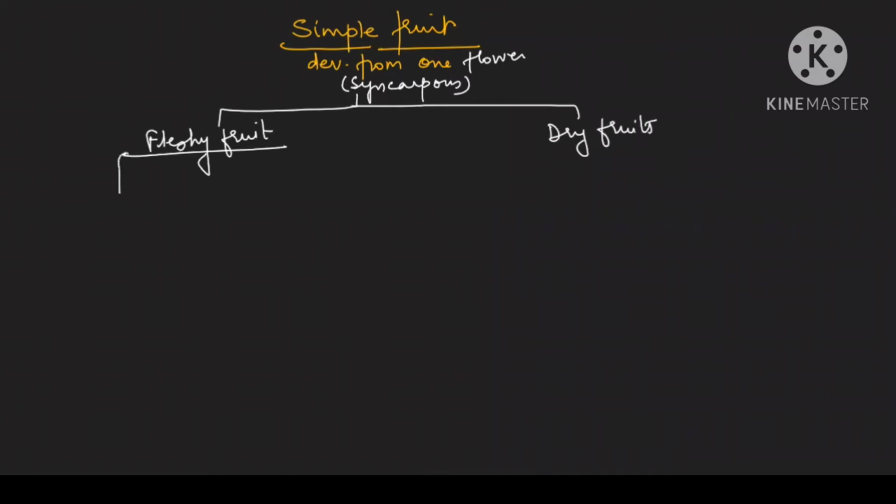The fleshy fruit will again be of different types: drupe, berry, pepo, pome, hesperidium, and balausta.